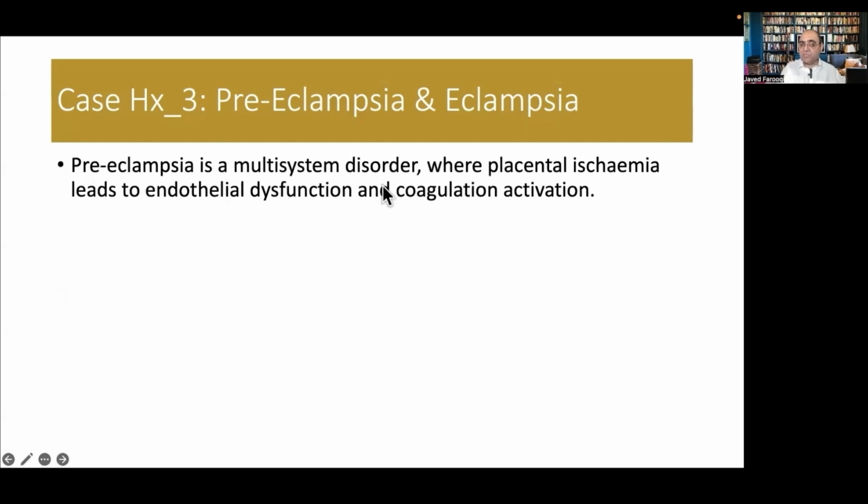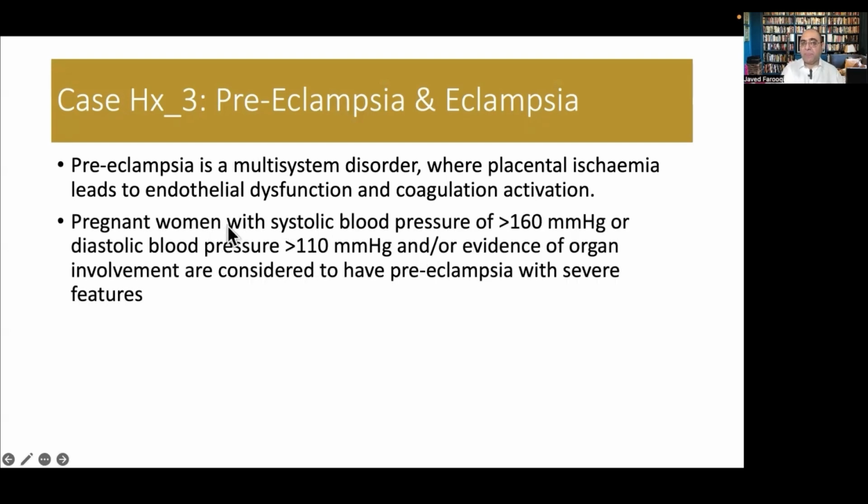Pre-eclampsia is a multisystem disorder where placental ischemia leads to endothelial dysfunction and coagulation activation. Pregnant women with systolic blood pressure of more than 160 or diastolic blood pressure of more than 110, and evidence of organ involvement, are considered to have pre-eclampsia with severe features. So when the BP is more than 160 systolic or more than 110 diastolic, or there is end organ involvement, we define this as severe preeclampsia.